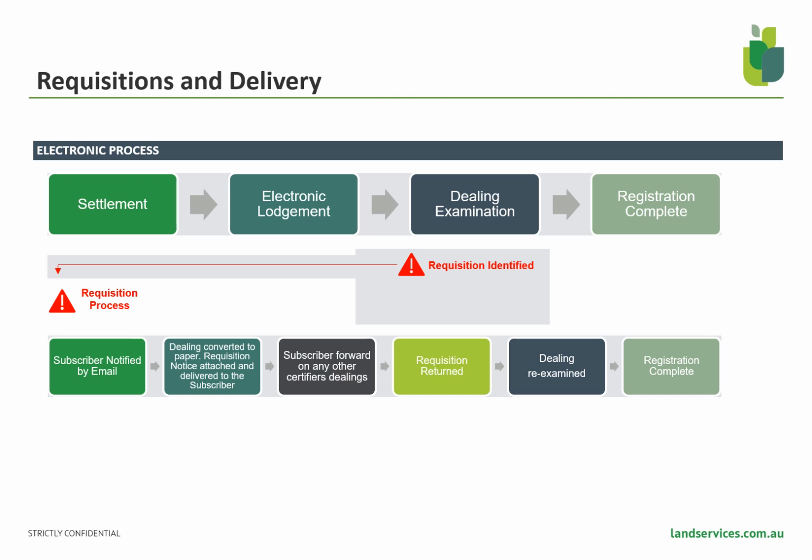The electronic requisition process differs slightly to the paper process. When a requisition is raised on an electronic lodgement, the dealing will be converted to paper, have a barcoded number label affixed, and the requisition notice will be attached. These dealings are available for collection from Land Services SA or posted as per your ELNO agent code details.